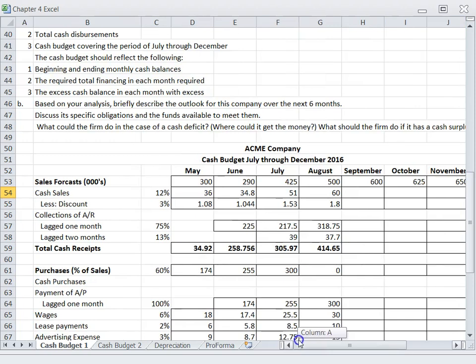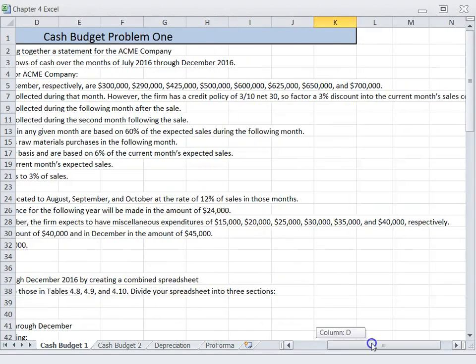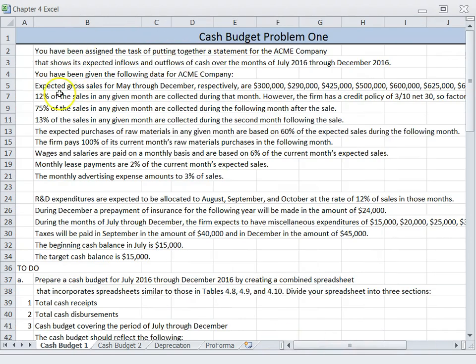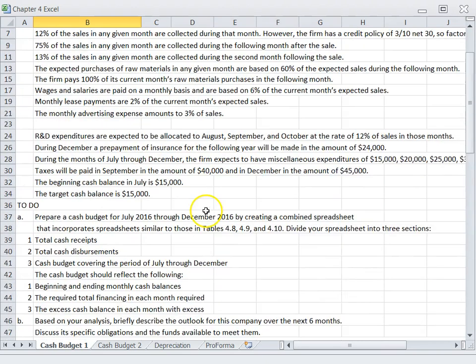All right. So where did I get those numbers from? Up here. Let's slide this over. These are the months from May to December. So they gave us the expected gross sales, and I already just used this information to fill in this first line in the spreadsheet, forecasted sales. Okay, so let's move up.